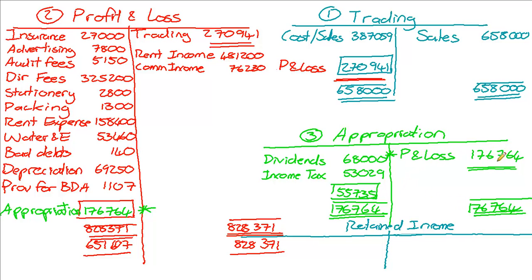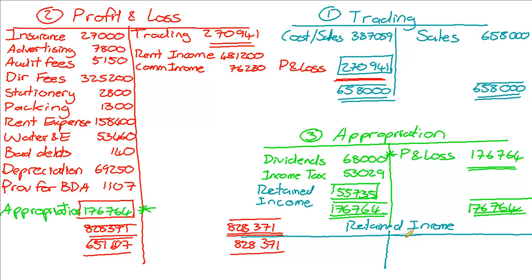The net profit was 176. Of this 176, 68,000 went towards paying dividends, 53,000 went towards paying taxes, and the 55,000 is what is going to be retained in the entity. That's going to be moved to the retained income account in my balance sheet.